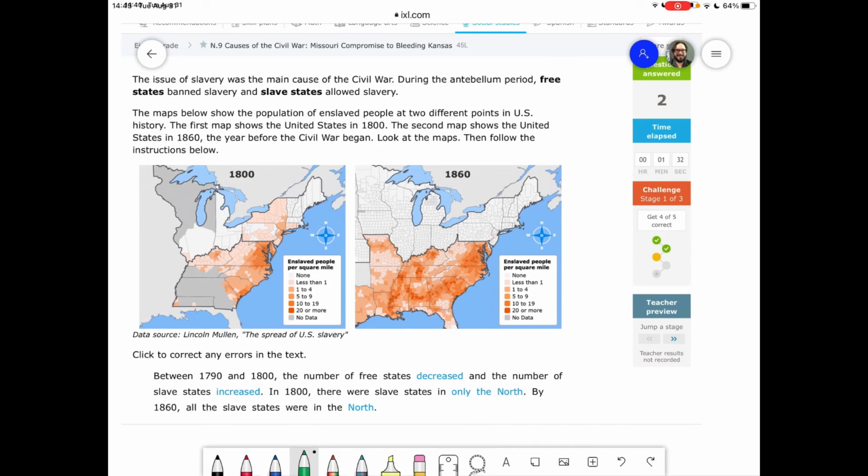Between 1790 and 1800, the number of free states decreased and the number of slave states increased. In 1800, there were more slave states in only the North. By 1860, all the slave states were in the North. So our first statement that we need to look at to correct is: between 1790 and 1800, the number of free states decreased.